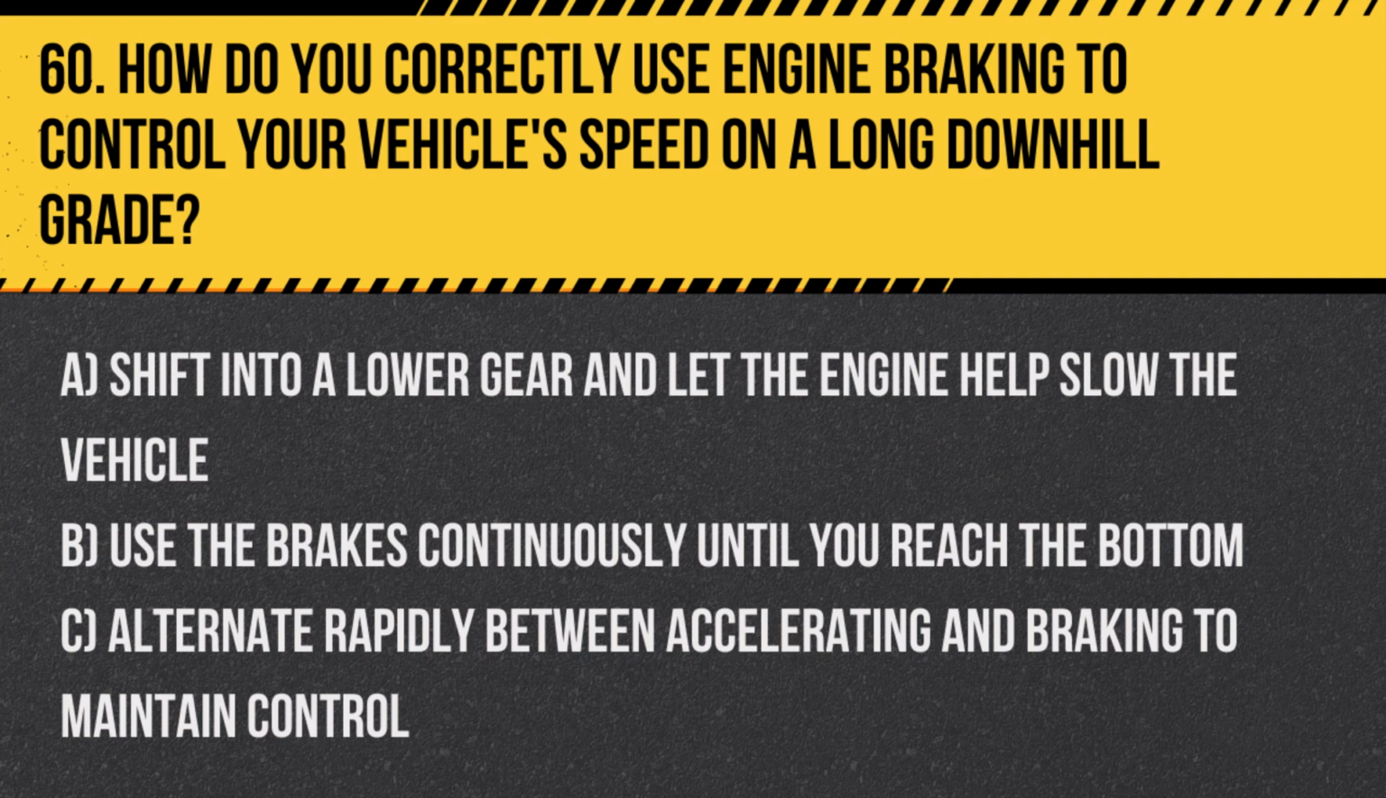Question 60. How do you correctly use engine braking to control your vehicle's speed on a long downhill grade? A. Shift into a lower gear and let the engine help slow the vehicle. B. Use the brakes continuously until you reach the bottom. C. Alternate rapidly between accelerating and braking to maintain control. Answer A. Shift into a lower gear and let the engine help slow the vehicle. Engine braking can help maintain control without overheating the brakes.